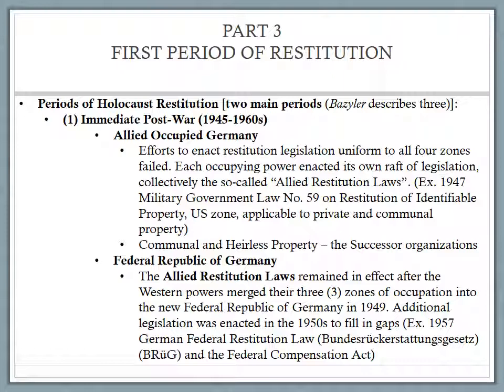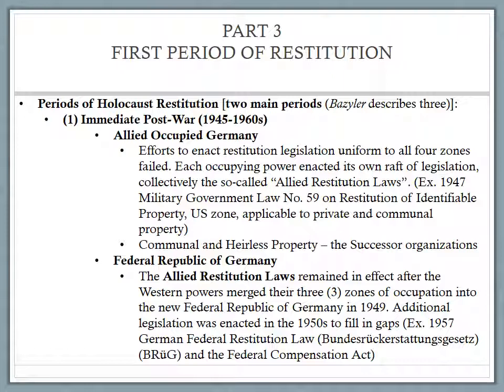Let's look first at the first period, the immediate post-war period between 1945 and the 1960s, and first at Allied occupied Germany. The chief focus of the Allied powers was to figure out what to do with the vast amounts of stolen property that was located within defeated Germany. The Allied powers had divided the country into 4 occupation zones, but efforts to enact a restitution law that applied to all 4 zones failed. So each zone enacted their own, and they were collectively known as the Allied restitution laws.